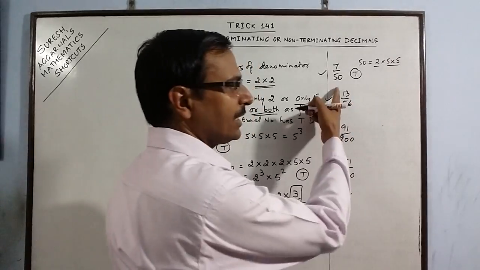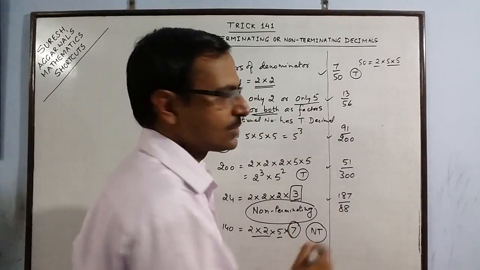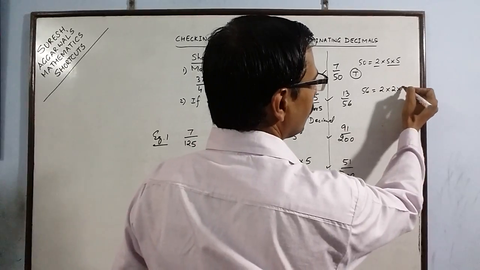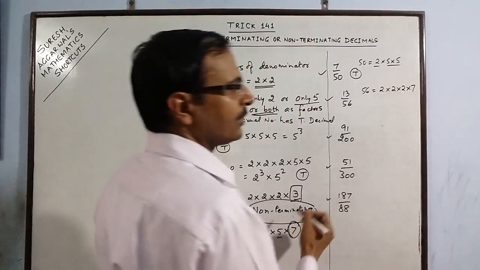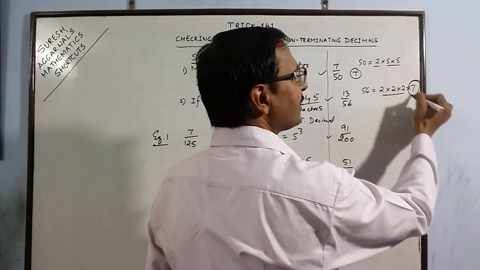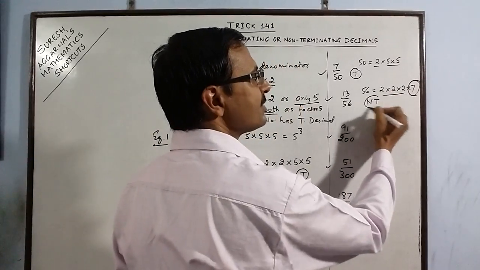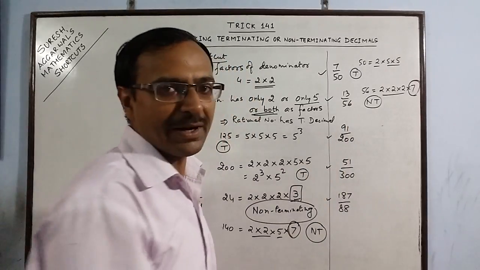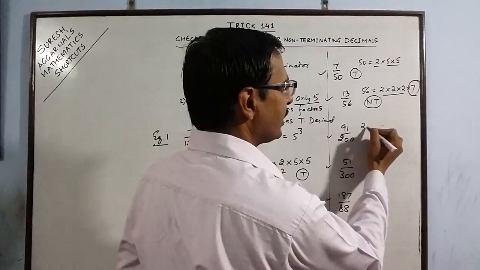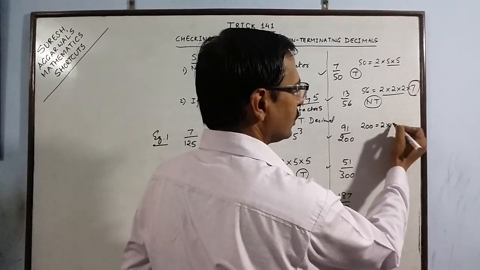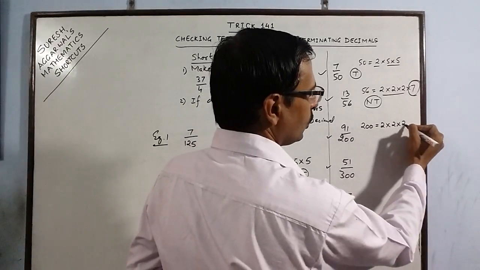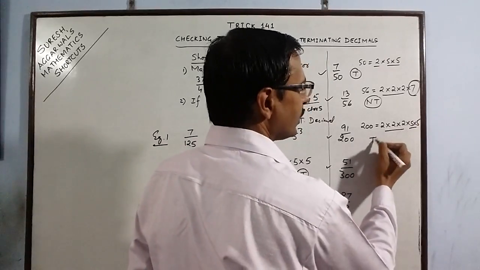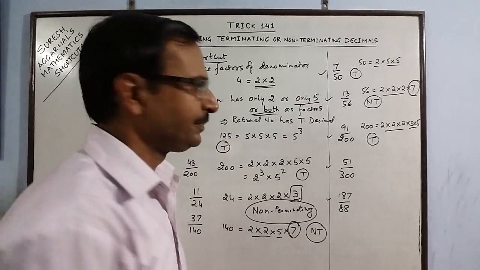13 and 56. 13 does not divide 56. So make factors of 56. 2, 2, 2 and 7. So apart from 2s we have a 7 here. So it has a non-terminating decimal. 91 upon 200, they do not divide each other. So 200 has factors 2, 2, 2, 5 and 5. So only 2s and 5s. So it has a terminating decimal.